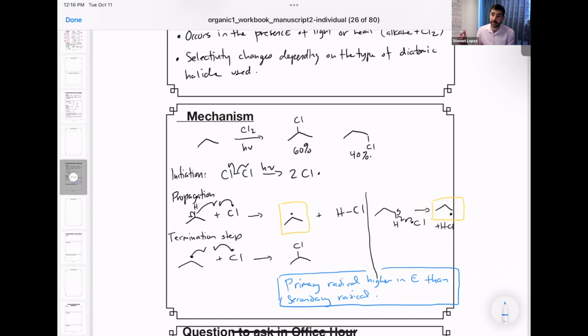So the higher energy reaction pathway involving a primary radical leads to a slower reaction for the primary chloropropane, and the 2-chloropropane is faster because the energy of the intermediate and transition state are lower in energy, which make that reaction faster.